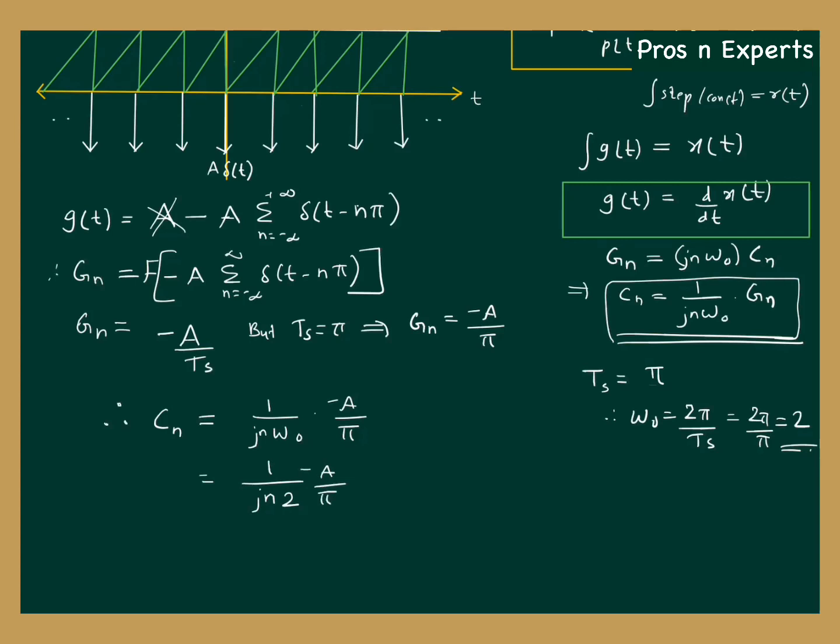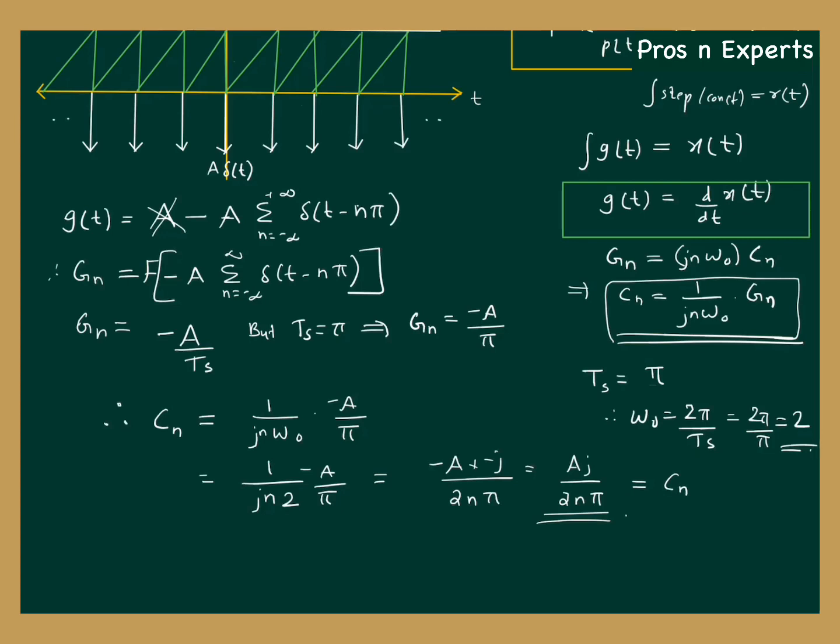Okay, but you know 1 by j is equal to minus j. So minus A into minus j divided by 2n pi, which is Aj by 2n pi. So this is the complex exponential Fourier series coefficient of the signal x of t.